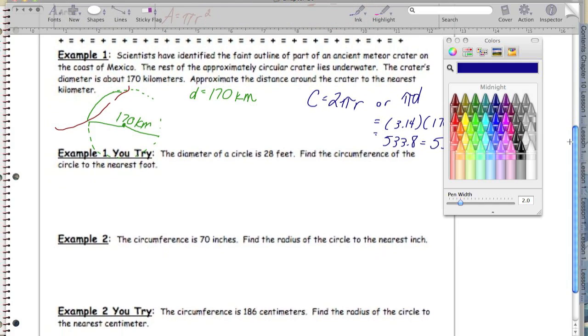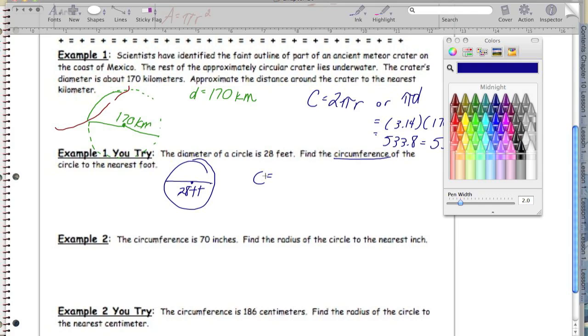Example 1, you try. You guys can give this one a try on your own. The diameter of a circle is 28 feet. Find the circumference of the circle to the nearest foot. So again, you can sketch it out. The diameter straight through the center is 28 feet. They want us to find the circumference.